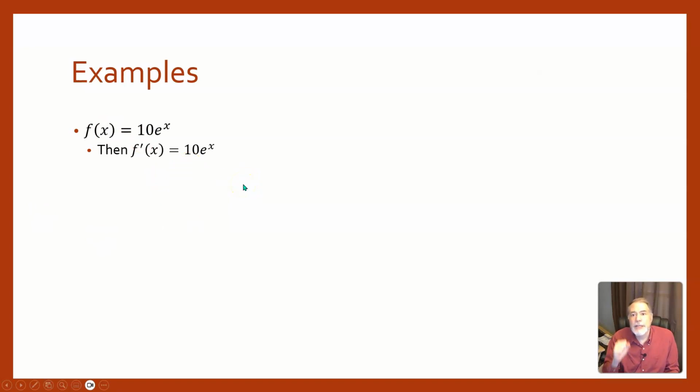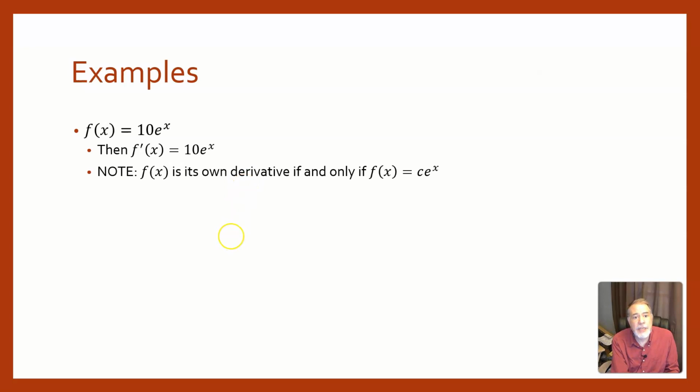So notice not only is e to the x its own derivative, so is 10 times e to the x, or really any constant times e to the x. And those are the only functions that work that way. The only function that is its own derivative is either just plain old e to the x or some constant times e to the x. So that's kind of what's special about the number e or the function e to the x.